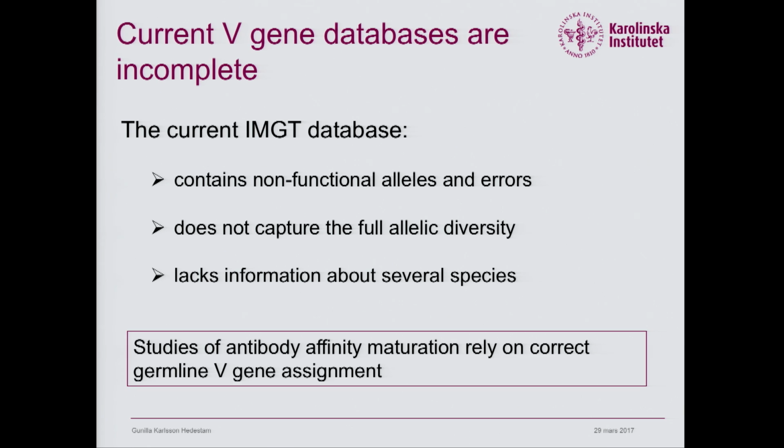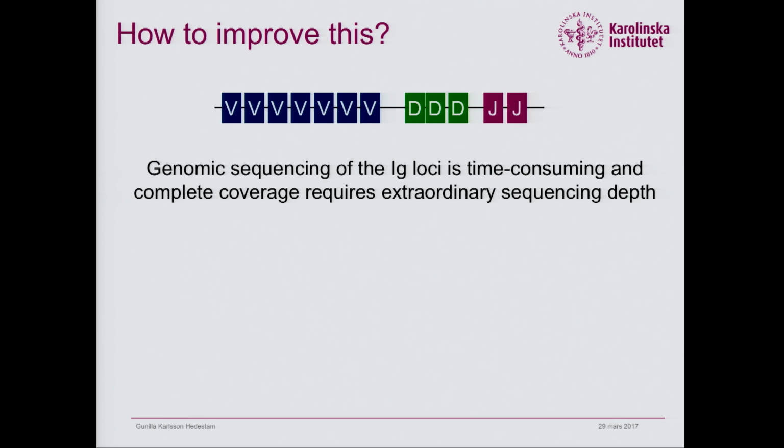And this is important because when we study antibody evolution and we study responses to infection or vaccination, we need to know what we start from. What is the germline configuration of these antibodies? And for that, we need information about these germline segments. So how do we improve the databases?